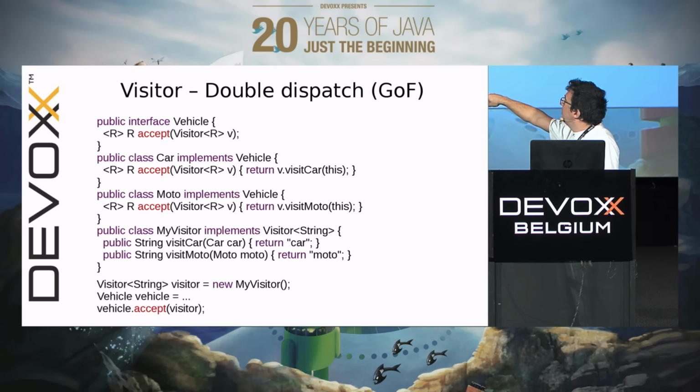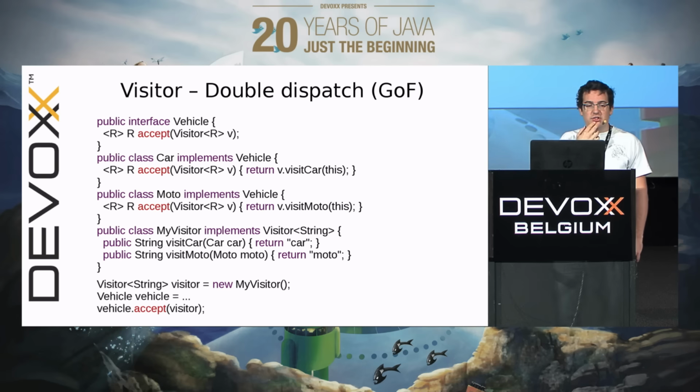if you have a vehicle, you can't call the method visit directly, so you have to ask the hierarchy to call the visitor for you. So you have to call accept that will call either visit car or visit moto. Yeah, that's why it's called the double dispatch thing. So this is one implementation.